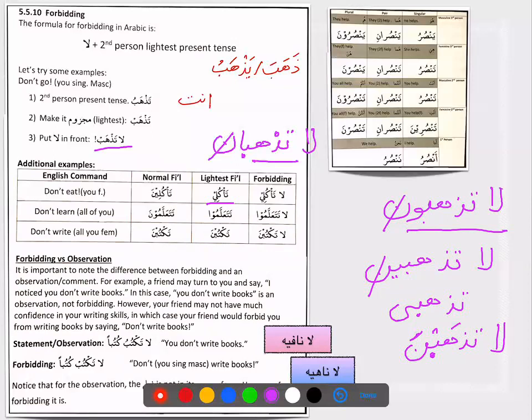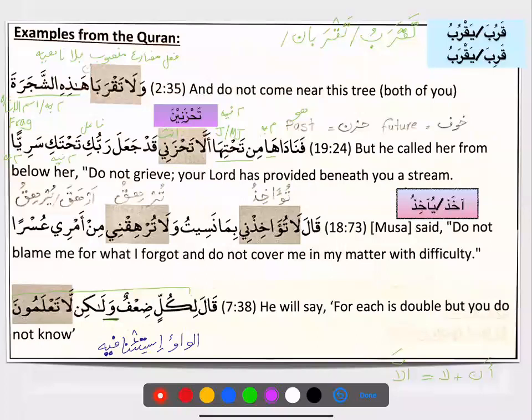We also learned that there is la nafia and there is la nahia. Which one is la nafia? The one that does not make any change to the fail mudari, that is called la nafia. And then we have la nahia, which is the one that we are doing right now. So la taktub is forbidding: don't write books. And it's not always a command, sometimes it could be a suggestion. So this is how it is. So what do we have next?